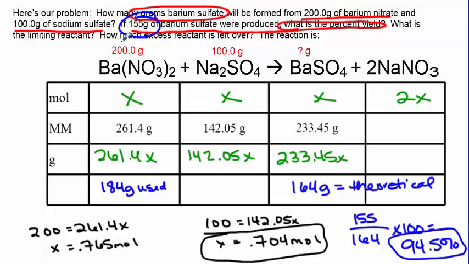And then it says how much excess reactant is left over. So if I used 184 grams, I can do some quick calculation. 200 minus 184. That means that I have 16 grams of my barium nitrate left over. So my limiting reactant in this problem is sodium sulfate. Barium nitrate is my excess. I have 16 grams left over. Percent yield was 94.5%.